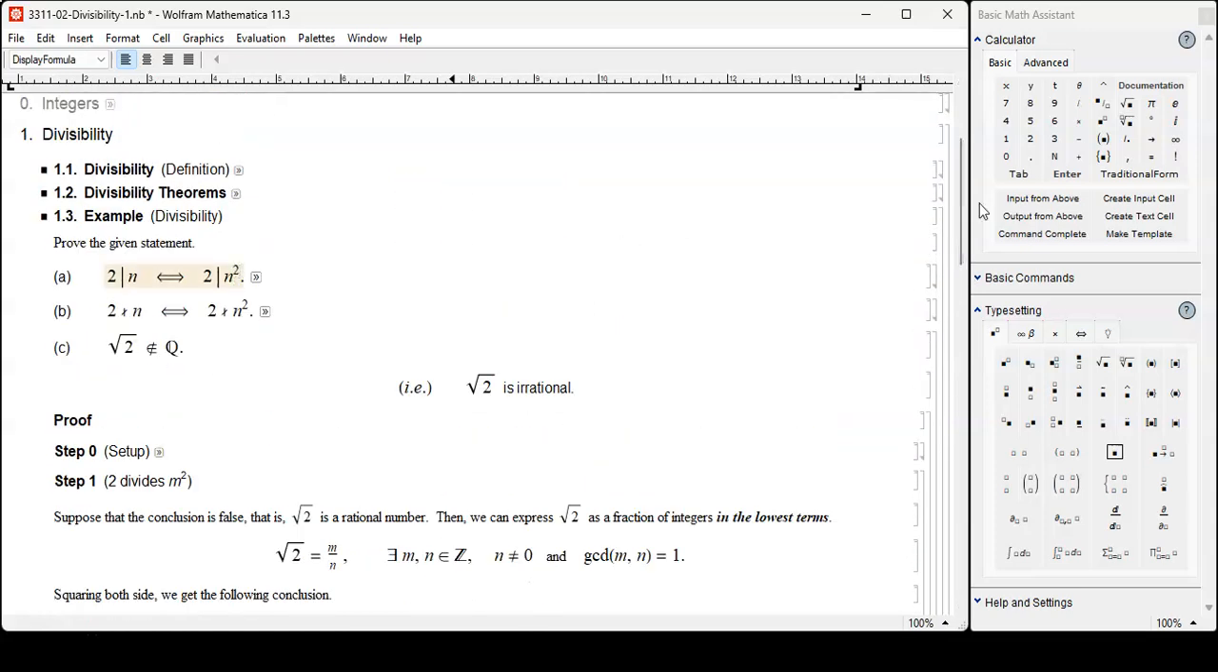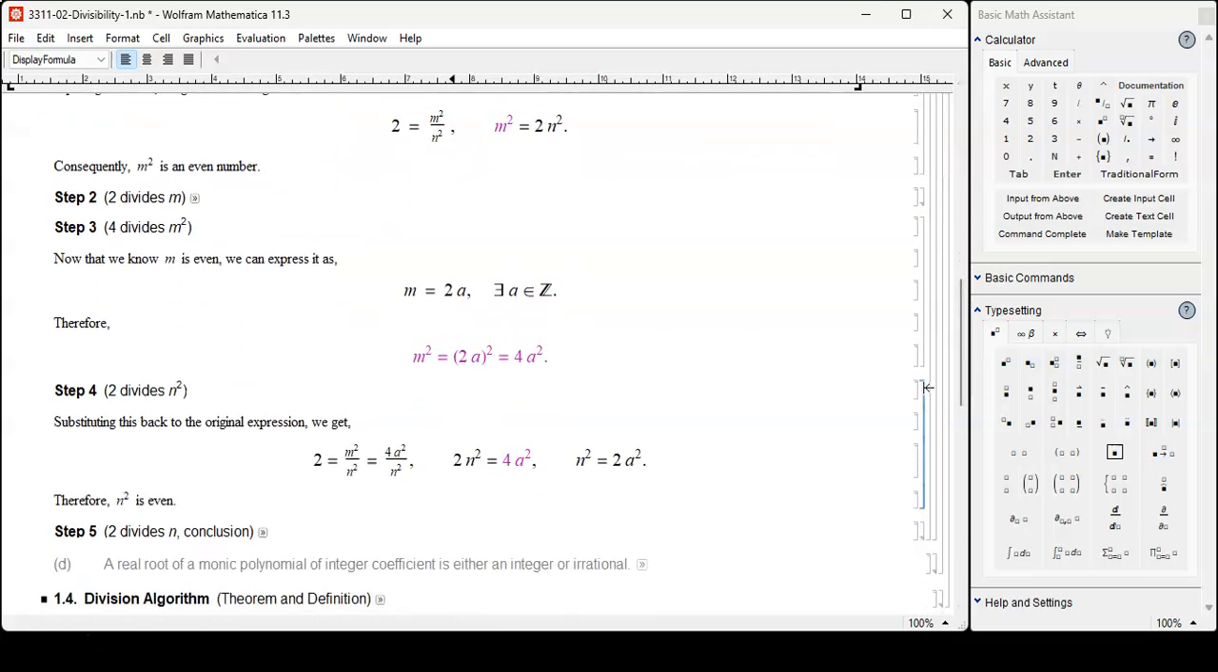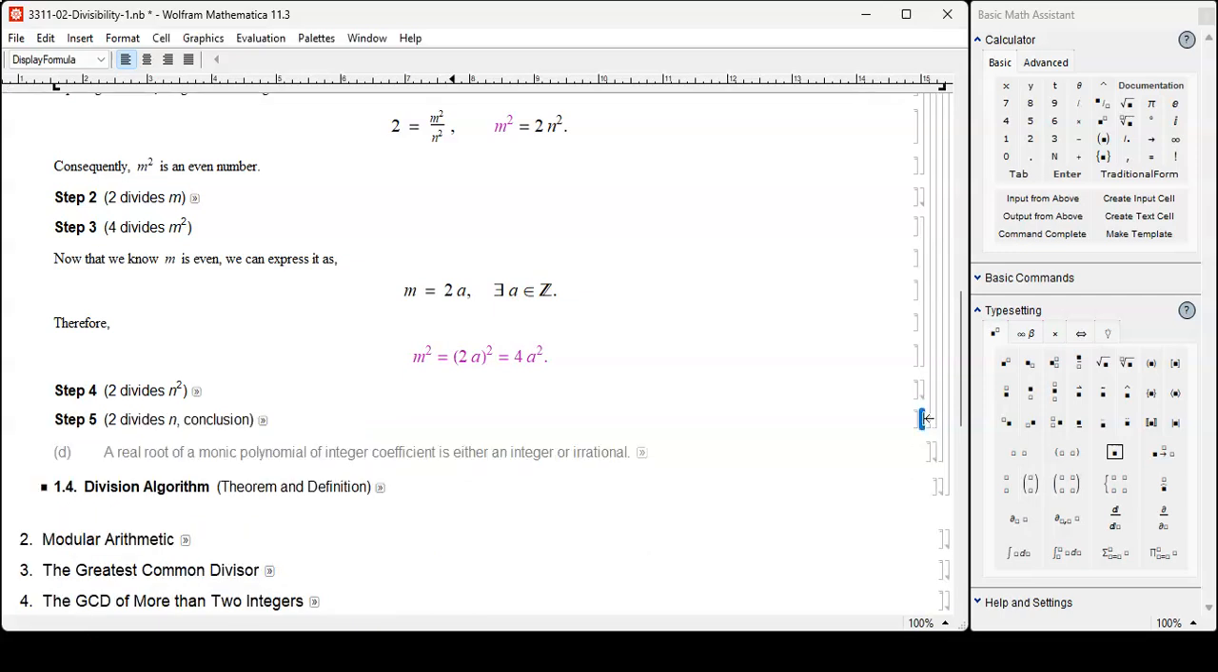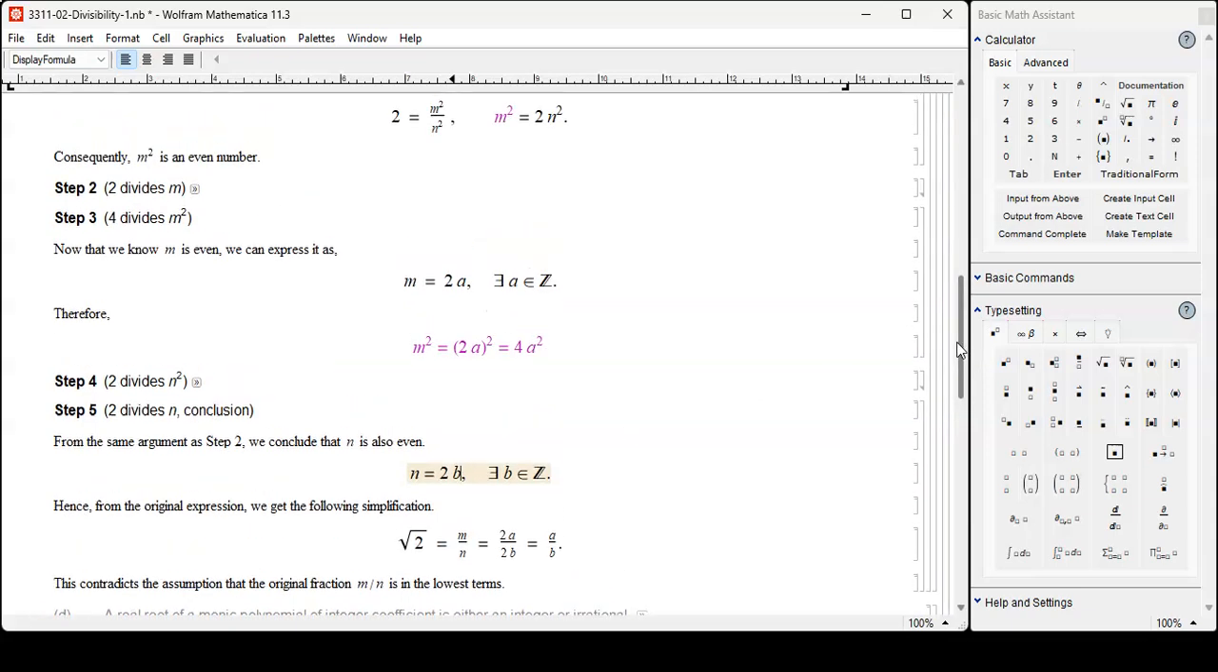Coming back to this again. Consequently, now n is even. So n is even. n is even, and m is even. Both the numerator and denominator are even. So they can be simplified further, and that contradicts our assumption that this is in lowest terms.